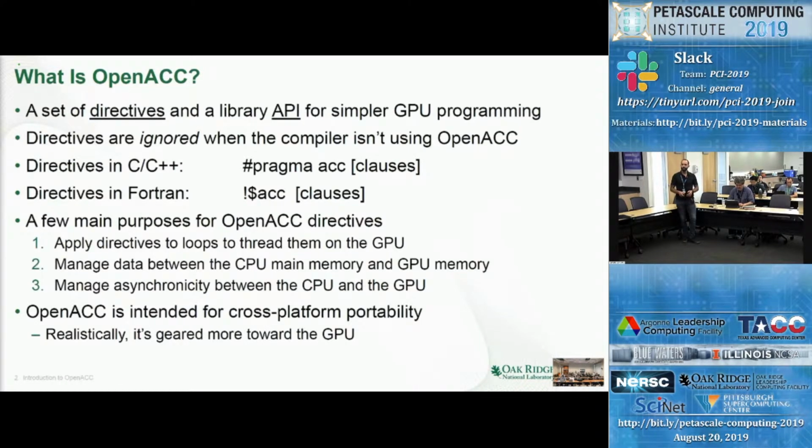So the directives that you put in Fortran, they look like comments, and you can see the Fortran syntax says bang $ACC. That's ignored if you don't turn on the OpenACC flag in your compiler. And the same is true for C++. This pound pragma ACC is ignored.